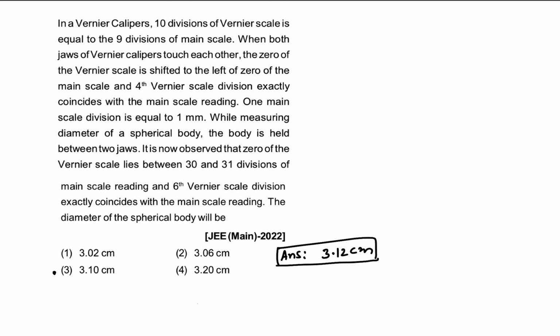Next one. Vernier calipers, 10 divisions coincide with 9 vernier scale divisions. Here also we can write the same thing. And each division on the main scale is given as 1 millimeter. So the least count value again you will get as 0.1 millimeter, that is also equal to 0.01 centimeters. Least count I have written. But you observe the question carefully.